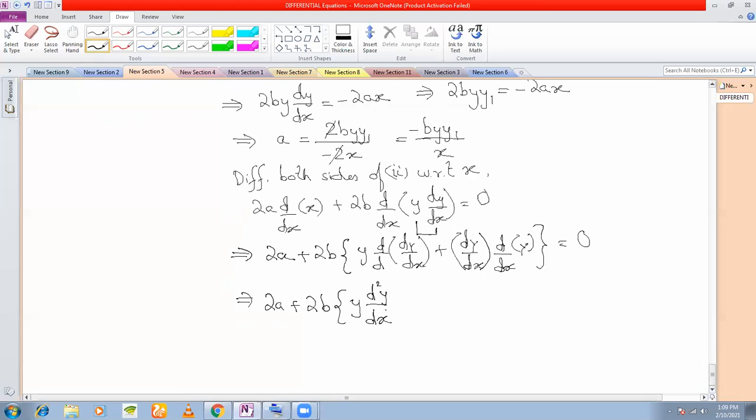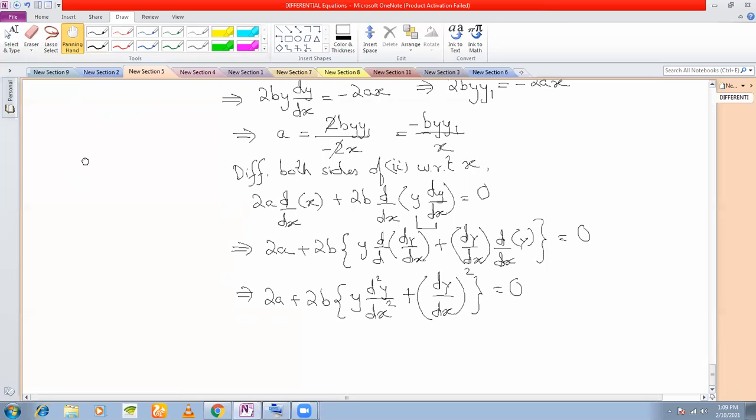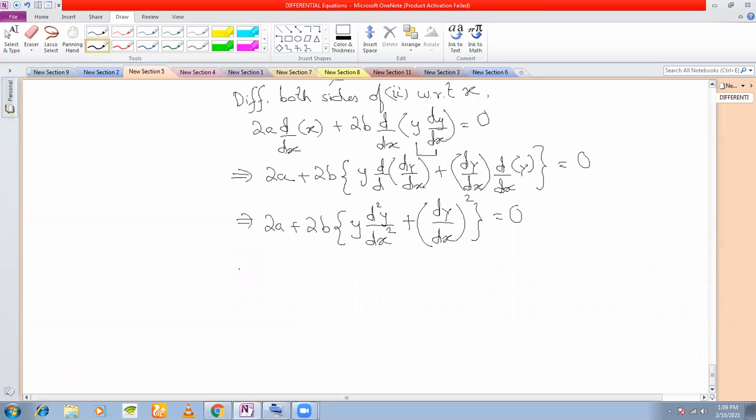d2y/dx2, and dy/dx in d/dx of y is also dy/dx. So dy/dx into dy/dx will give you (dy/dx) whole square, equal to 0. Right? So now from here, what we are going to do is replace d2y/dx2 by y2.